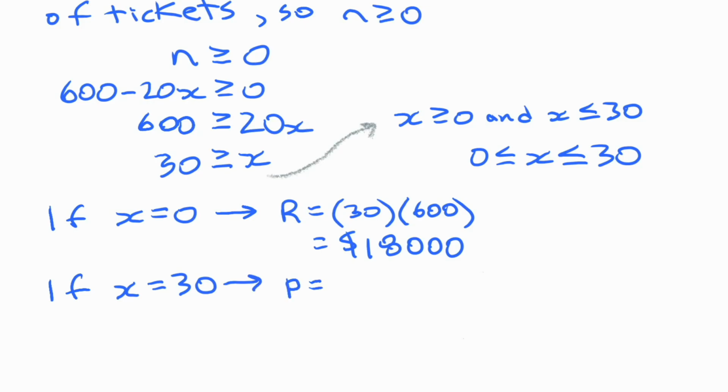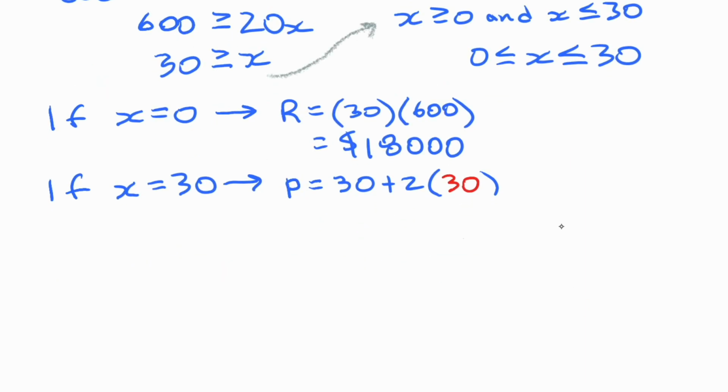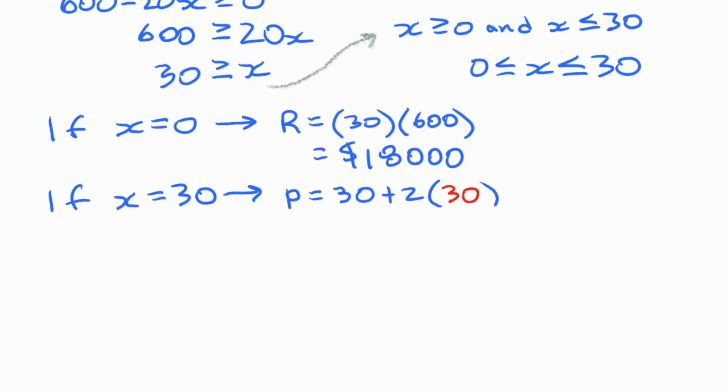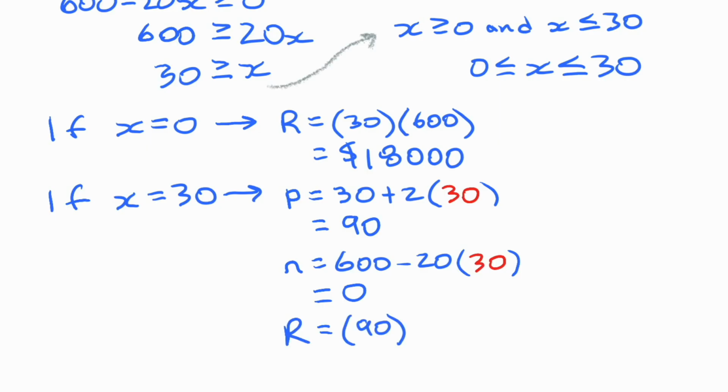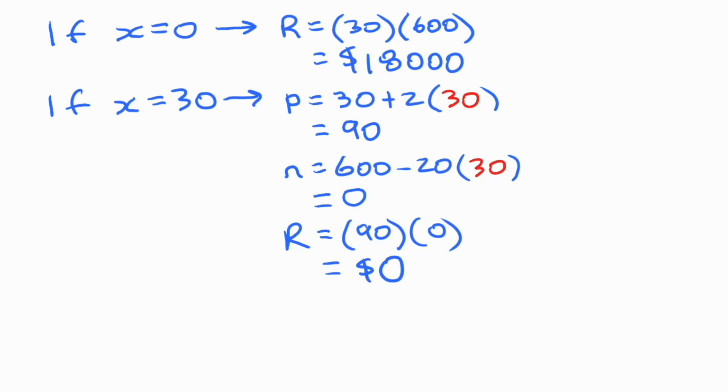We need to figure out our price if x is 30. So price when x is 30 is 30 plus 2 times 30, right? Because we've got our base price of 30 and x is 30 we put in there. And so that works out to 90, ticket price of 90. And at that ticket price, we saw before that if we substitute 30 in there, 600 minus 2 times 30 is no tickets sold at all. And so our revenue there is going to be 90 times 0, which is, of course, $0 revenue, right?